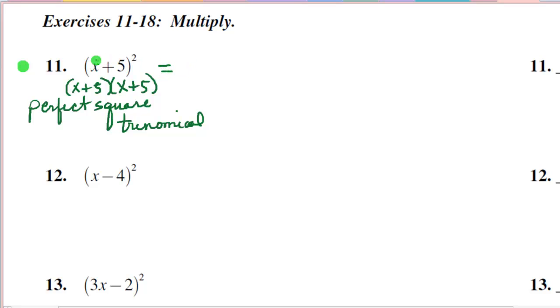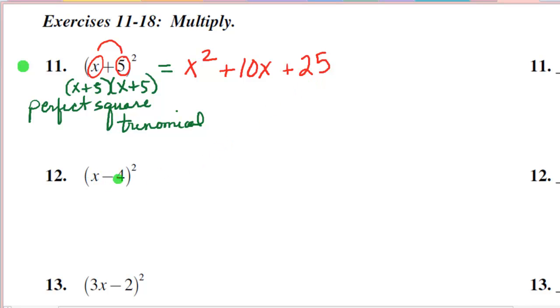You're going to take your first term, okay, and you're going to square that, x squared. Then the middle term, you're going to multiply the x times the 5, and you're going to double that. So x times 5 is 5x, and double that is 10x. And then for the third term, you take your 5, and you're going to square that. So 5 times 5 is 25. So that's our trinomial.